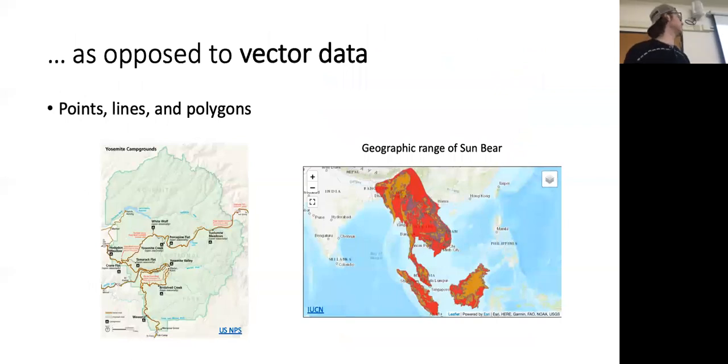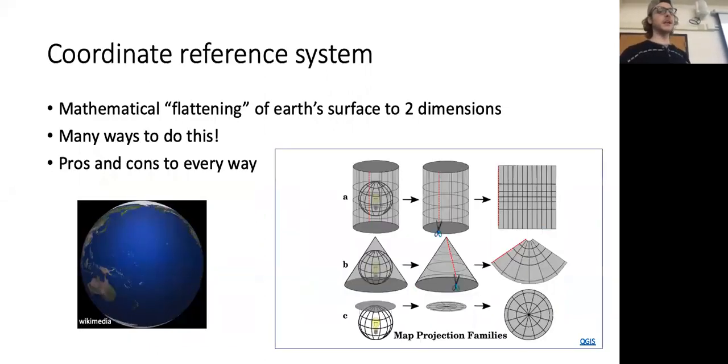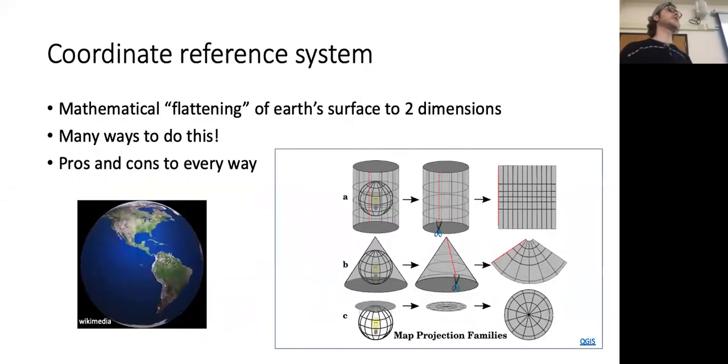People also commonly use vector data, which are points, lines, and polygons. So we could have the polygon that outlines Yosemite National Park. We could have the line of Tioga Road, and we could have the point of the Wakewell campsite. These are types of vector data that we will ultimately use today in order to facilitate our use of raster data.